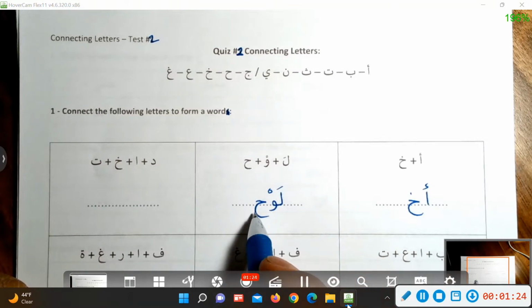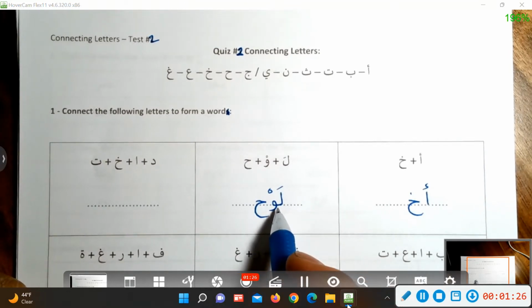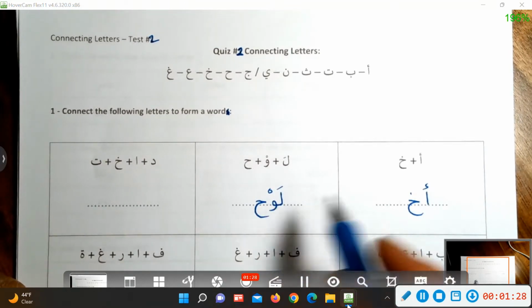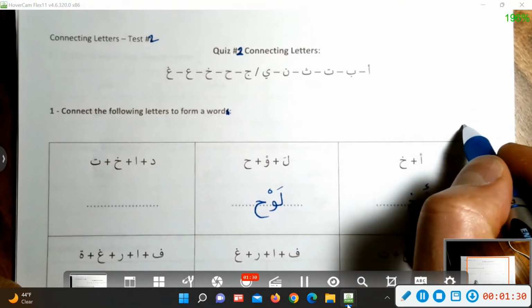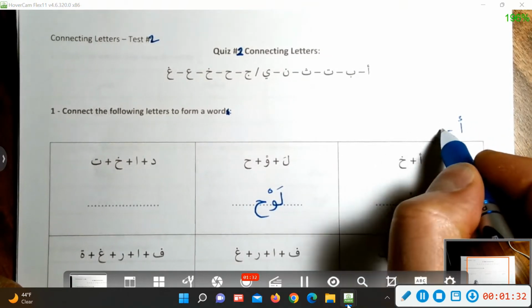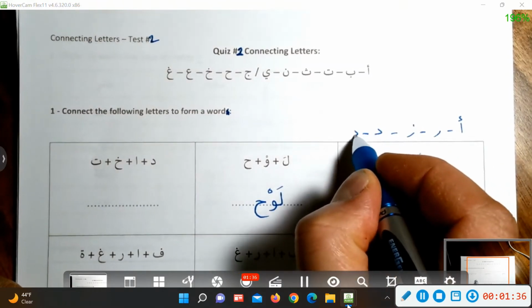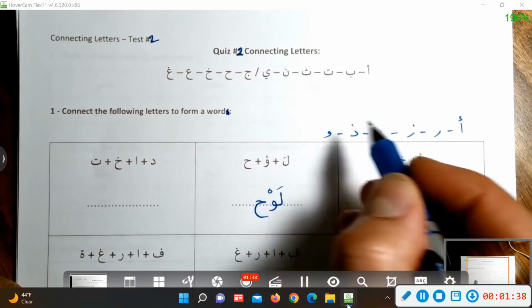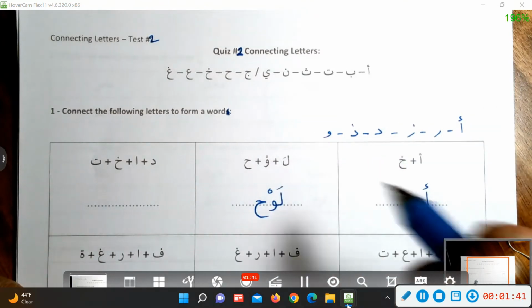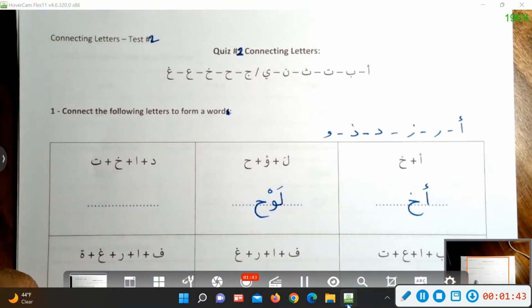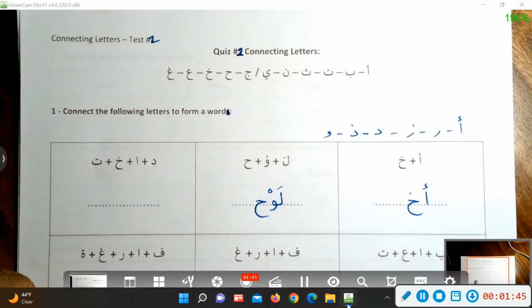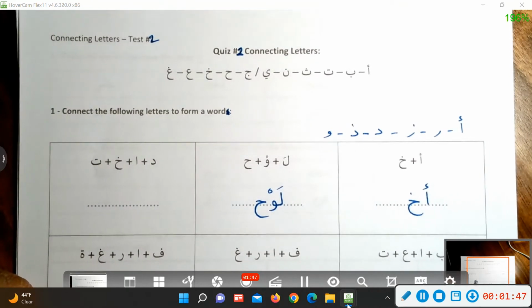So now Ha did not connect to Waw because Waw doesn't connect to anything after it. And we have, as we remember, 6 letters, Alif, Ra, Zay, Dal, Dhal, and Waw. They do not connect to the left side. They only connect to the right side like every other letter, but they don't connect to the left side.